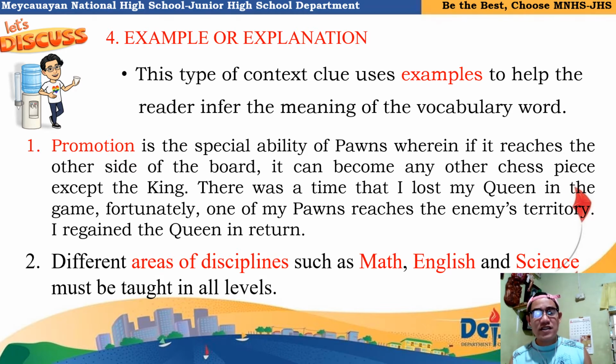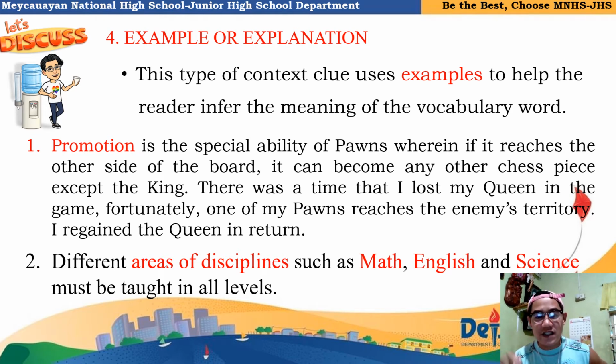Now let's consider the first example. Promotion is a special ability of pawns wherein if it reaches the other side of the board, it can become any other chess piece except the king. There was a time that I lost my queen in the game. Fortunately, one of my pawns reached the enemy's territory. I regained the queen in return. If you notice, based on the content, it's like you are narrating what happened at the time when you were playing chess. That is an example of explanation, because you're just narrating the personal accounts based on your experience. Now, on with the second example.